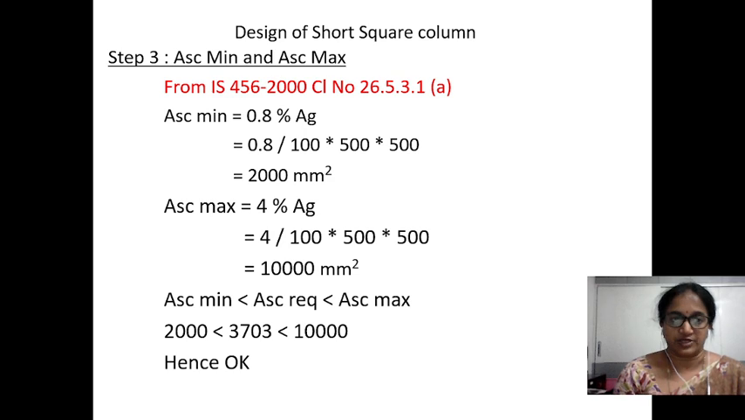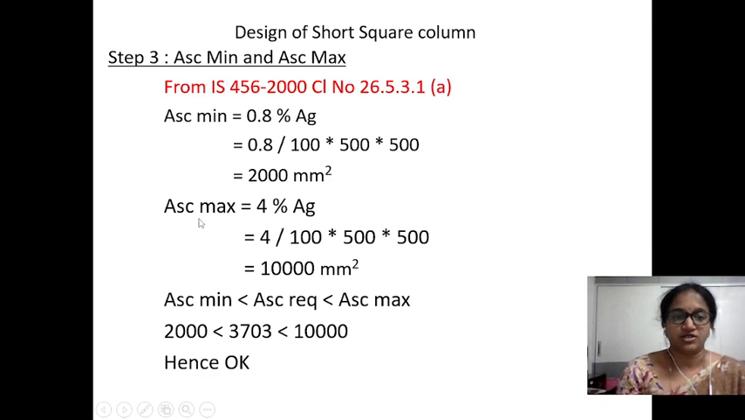Coming to step 3. As per IS 456, we should satisfy the ASC minimum as well as ASC maximum. So, for checking the ASC minimum, from clause number 26.5.3.1a, ASC minimum is given as 0.8% of AG, which is nothing but 0.8 by 100 into AG, the gross cross sectional area of column, 500 into 500. So, I got 2000 mm square.